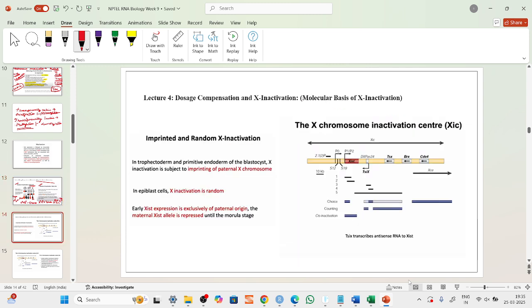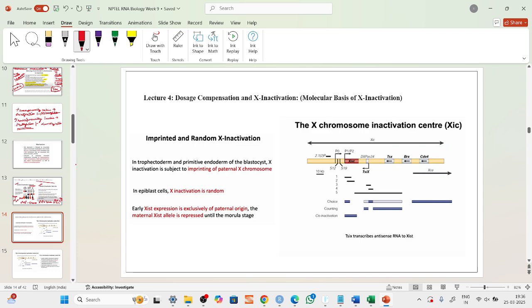Now we come to the next thing, which is the molecular basis of X chromosome inactivation. Now that we have studied the mechanism of how X chromosome inactivation takes place, we have also studied that it is mostly random, and in certain stages of the trophectoderm and epiblast, it is non-random. So now we come to the molecular basis. It is clear that in the trophectoderm and primitive endoderm, there is imprinting.